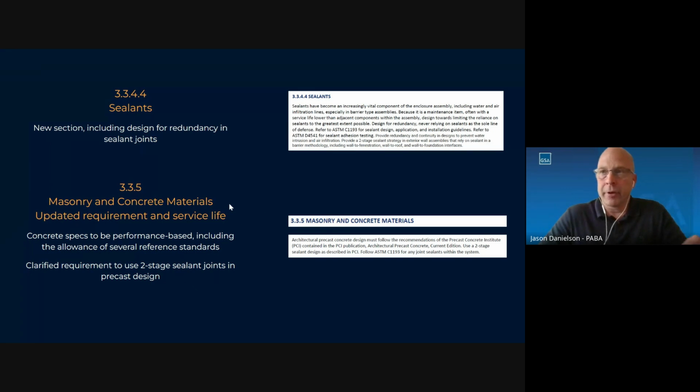And again, if we can reduce sealants, that's the ideal: to come up with systems that are less reliant on sealants and less labor or O&M intensive. 3.3.5 masonry and concrete materials, updated requirement and service life. Very similar as far as talking about the two-stage sealant joints, and then there's a section here, concrete specs to be performance-based, including the allowance of several reference standards.